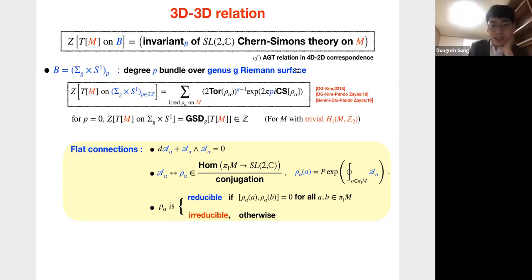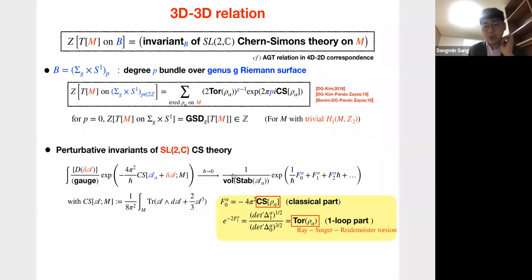So one way to realize a flat connection is some homomorphism from the fundamental group to SL(2,C). This homomorphism can be constructed by the holonomy matrix of these flat connections. There is a technical definition of reducible or irreducible, and here we are only summing over irreducible flat connections. For each flat connection, there is a topological invariant called the Chern-Simons invariant and the Reidemeister torsion.